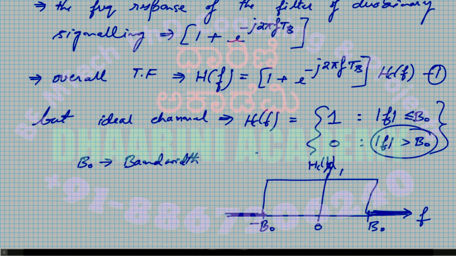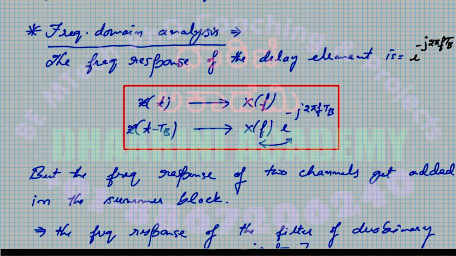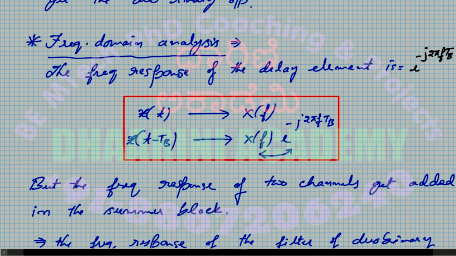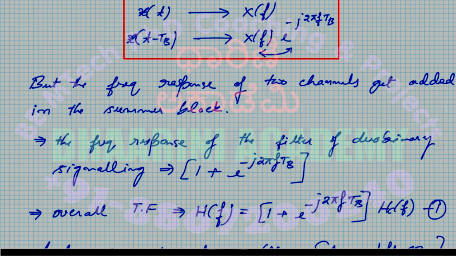We were looking at the frequency domain characteristics of the duobinary signal. We observe that there is a delay element whose frequency response is denoted by e to the power minus j 2 pi f Tb. And there is a direct channel which takes the input signal as it is and provides that to the summing block, so that has a characteristic of 1.